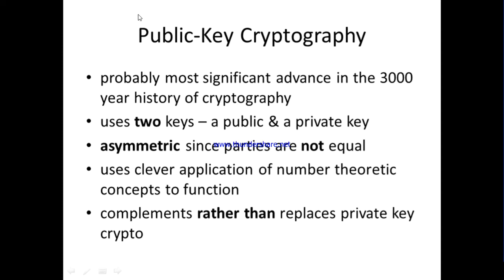But to overcome the problem, you can go for public key cryptography. So what is the advantage? It is probably the most significant advance in the 3000 year history of cryptography. It is the most popular and most advanced cryptography, which uses two keys. So the public key cryptography uses two keys, and that's why it is said to be asymmetric.